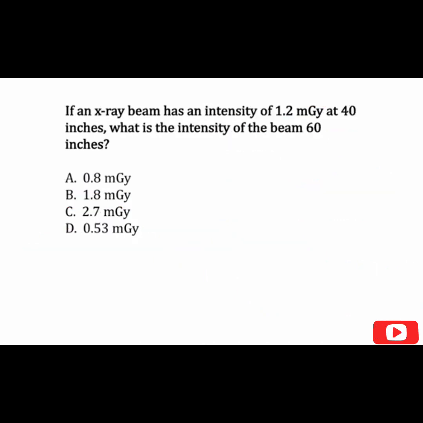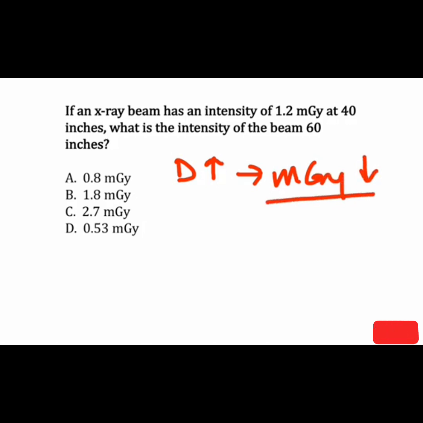In this question, if an X-ray beam has an intensity of 1.2 milligray at 40 inches, what is the intensity of the X-ray beam at 60 inches? So again, remember the fundamental idea of the inverse square law. If our distance is increasing, then the milligrays must decrease. That is the inverse square law. So once again, there's a few potential options that we can immediately eliminate. Our initial intensity was 1.2 milligray. Our new intensity must decrease. So we can immediately eliminate 1.8, and we can immediately eliminate option C, which is 2.7.